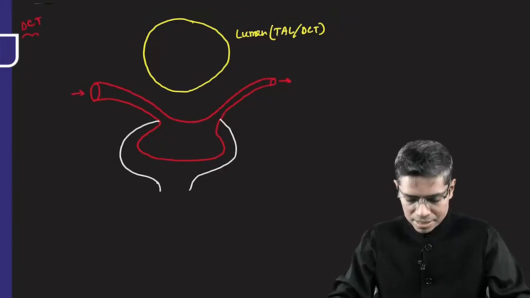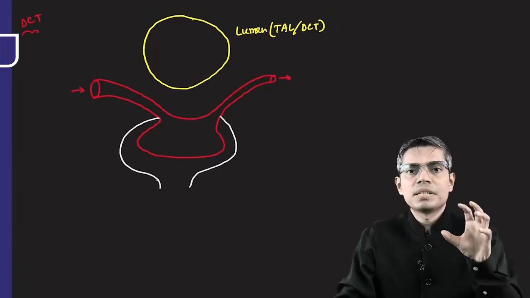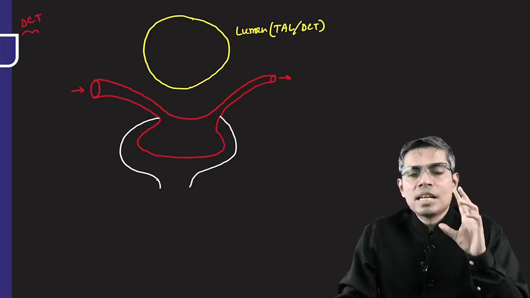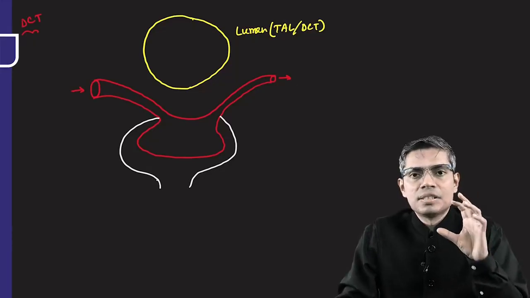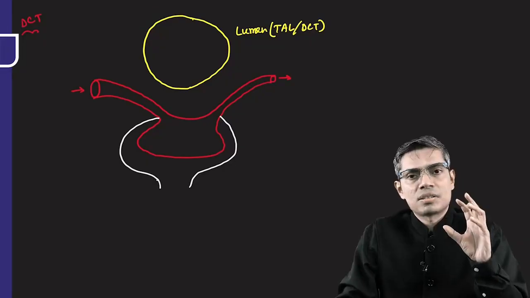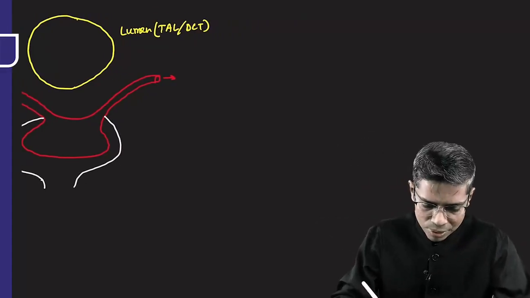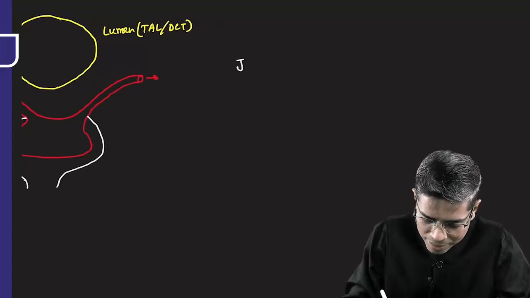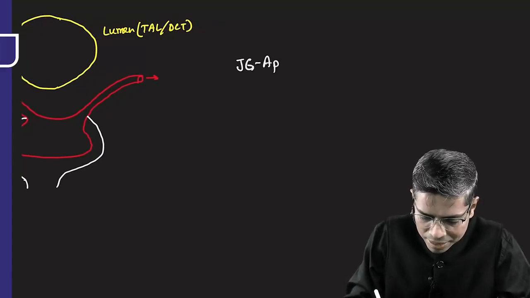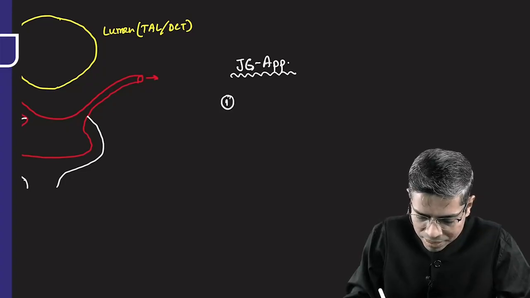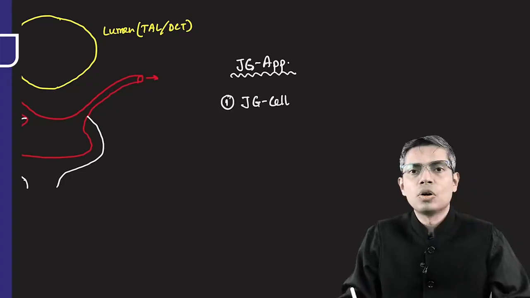So in this diagram we have to find certain structures, three structures particularly. Those three structures in combination are known as JG apparatus or juxtaglomerular apparatus, right? So I am writing here JG apparatus. What are the three components? Number one, JG cell, that is juxtaglomerular cell.